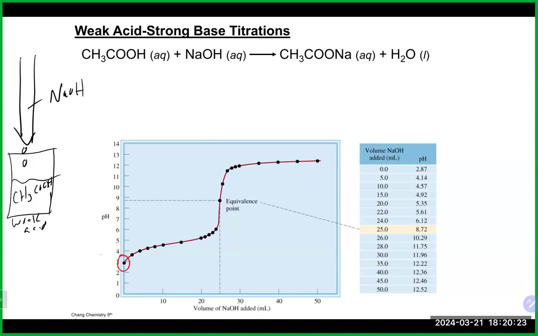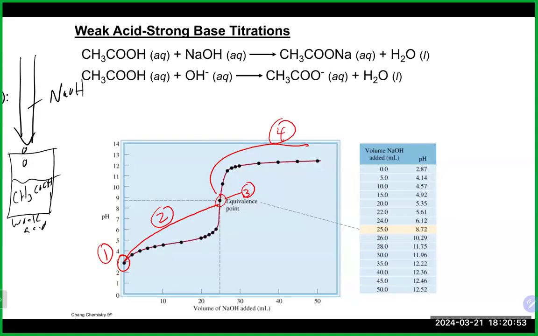So once again, the first location is before we even start the titration, just with the acid sitting there. The next part is after we add the first drop to before the equivalence point. Third part is the equivalence point. And the fourth part is after the equivalence point. So these are the 4 parts of this titration curve. Let's talk a little bit about what's going on at step number 1. At step number 1, we are before we add any base.